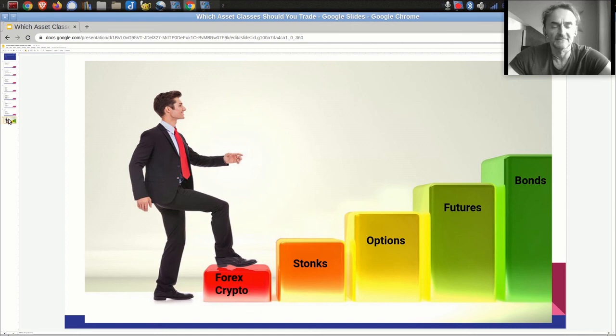I mean, this list, or the level of difficulty, is obviously debatable, and some people might argue that futures and options should be the other way around or something. But there's no doubt in my mind that bonds are definitely reserved for the more professional traders out there and shouldn't really be used by retail traders in most cases.